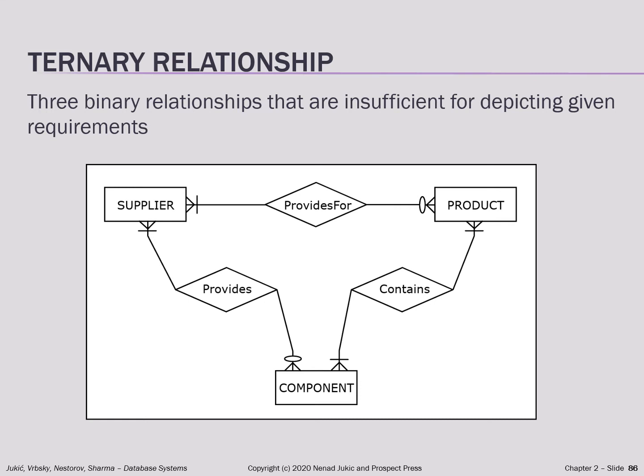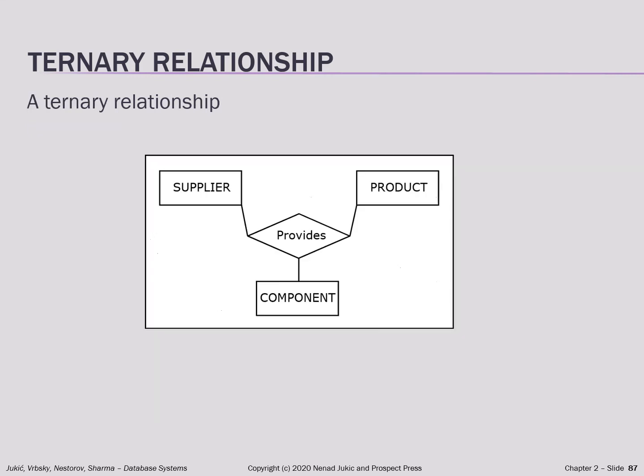Each product contains between 1 and many components. Each component is contained in 1 or many products. We see all kinds of things here, but here's what we don't see. We don't see a relationship that shows which component for which product is provided by which supplier. That is the missing piece of information here, and something like that you can't depict with 3 binary relationships. Instead, you need a ternary relationship that will show us which component for which product is provided by which supplier.